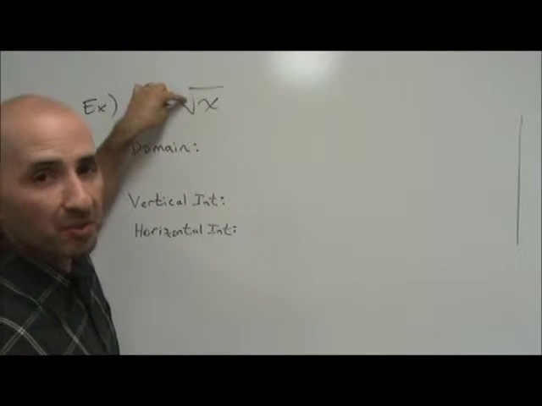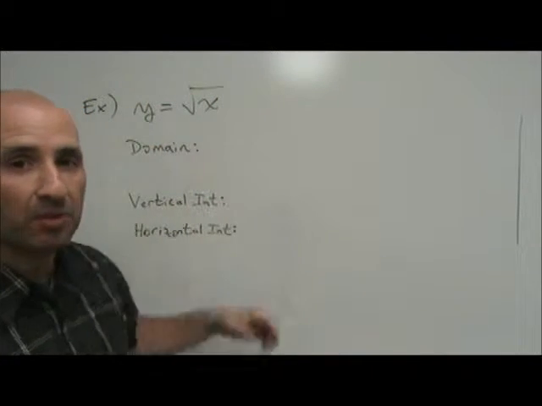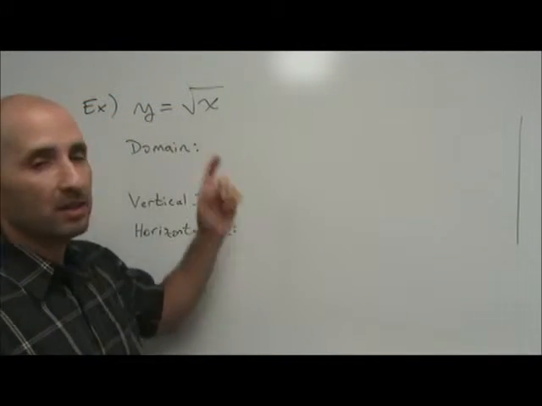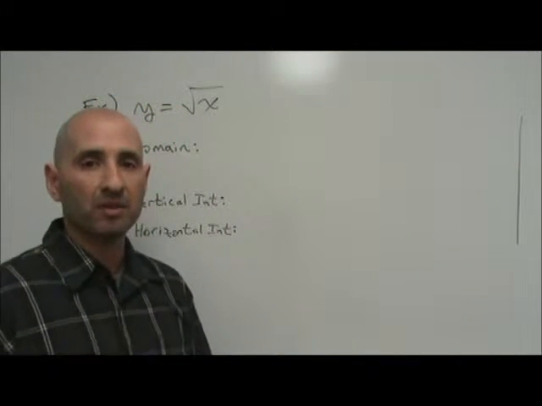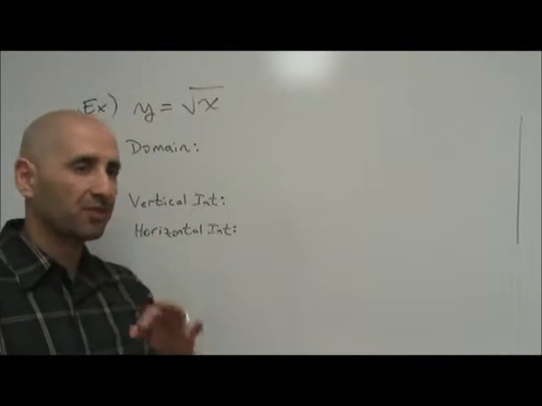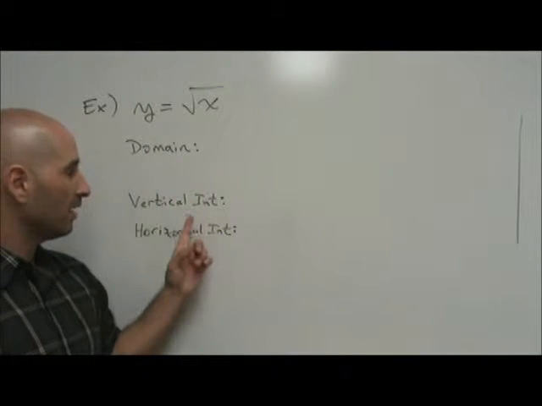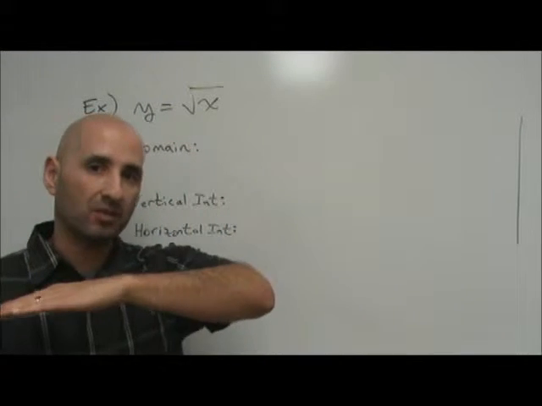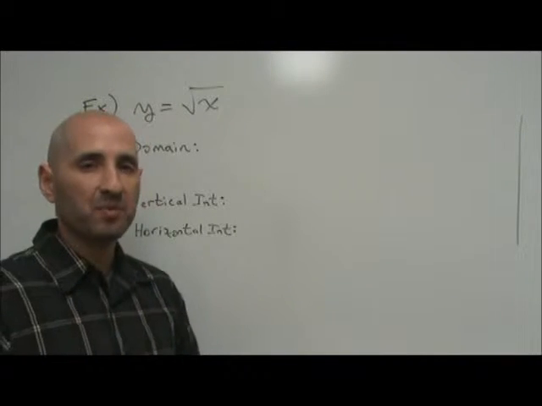We could have a cube root, a fourth root here, and we'll get into those later on, but let's just talk about this example. y equals the square root of x, where the x is the input variable and y represents the output variable. Let's ask three things here. Number one, the domain, and then the two intercepts for which the graph crosses the vertical axis and the horizontal axis. Let's go after the domain.